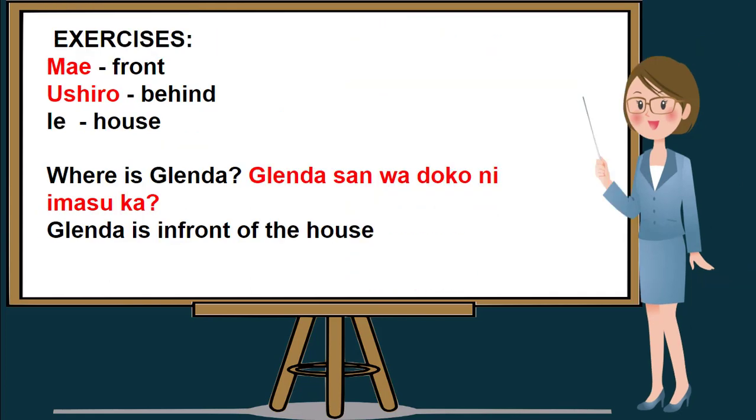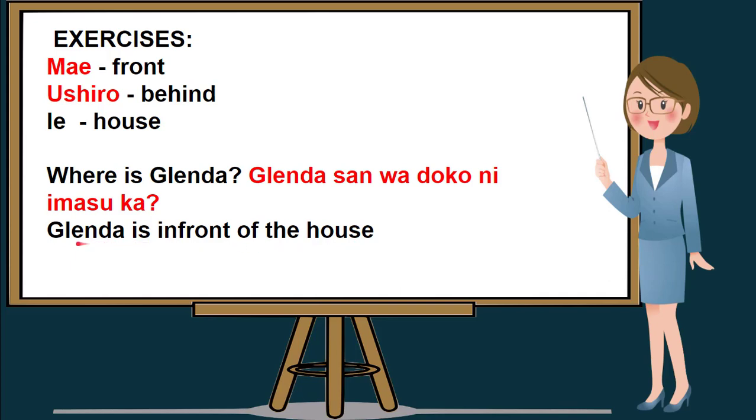This time we will be having another exercise. We will be using mae or front, ushiro or behind, and ie means house in English. So in my first statement, where is Glenda? I'll be translating this in Nihongo. Glenda-san wa doko ni imasu ka? And I will also be answering this statement in English. Glenda is in front of the house.